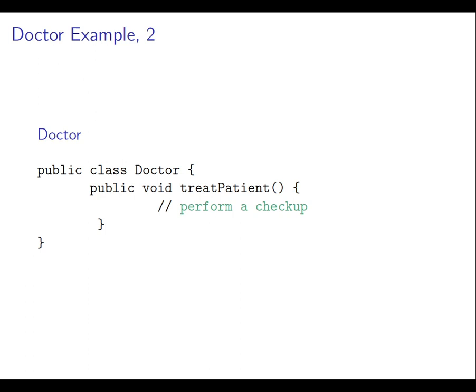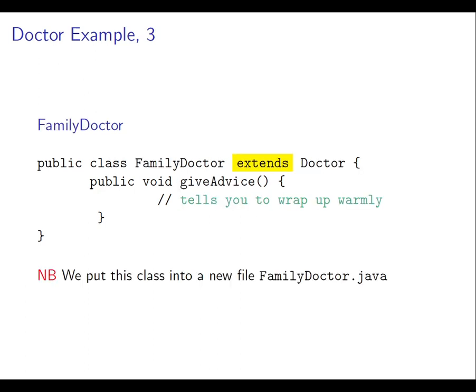Let's look at this in Java. So perhaps the base class doctor, when treating a patient, does something rather general, like perhaps performing a checkup. A family doctor extends the doctor class not by overriding a method. It doesn't try to redefine that treating method, but it adds a new method. It adds this give advice method, tells you to wrap up warmly in this case. And notice, of course, that just as every public class must always appear in its own file in Java, so it is here. So the family doctor class, which is public and extends doctor, will appear in its own new file, familydoctor.java.